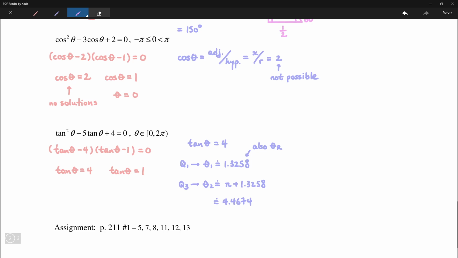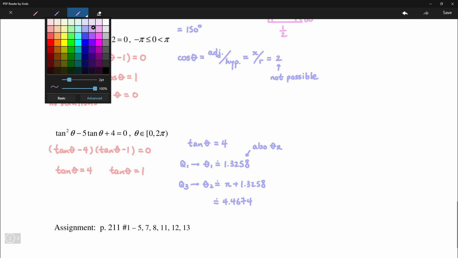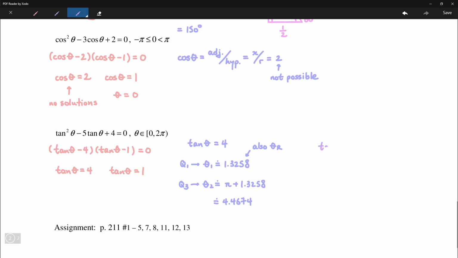Next part we have, just going to use a different color here. Tangent theta equals 1. This is a special triangle value, but we do have, again, quadrant 1 and quadrant 3. Since tangent theta is positive, the first angle would just be pi over 4. And the other angle is going to be pi plus pi over 4, and that will be 5 pi over 4.